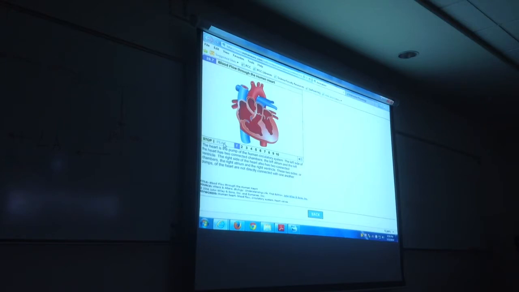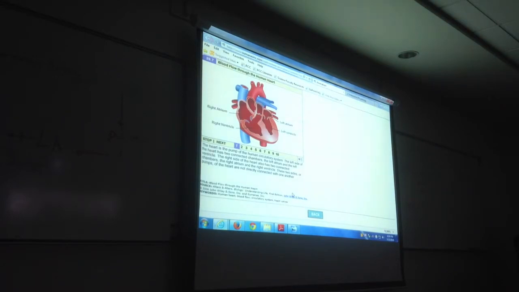The heart is the pump of the human circulatory system. The left side of the heart has two connected chambers, the left atrium and the left ventricle. The right side of the heart also has two connected chambers, the right atrium and the right ventricle. These two sides, or pumps of the heart, are not directly connected with one another.